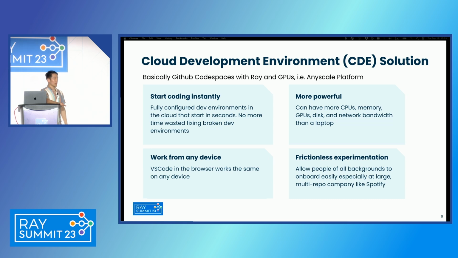The benefits are that people can start coding instantly. You've got fully configured dev environments starting in seconds, with no more time wasted fixing broken dev environments. They're more powerful. When you're running small models, sure, but when you're training or serving big ones, you want more CPUs, memory, and specialized hardware accelerators that your local workstation usually can't provide. You can work from any device. We first-class support VS Code in the browser. It works the same on any device. You don't have to mess with it. And frictionless experimentation. People of all backgrounds can onboard very easily, which is super important at a large multi-repo company like Spotify.